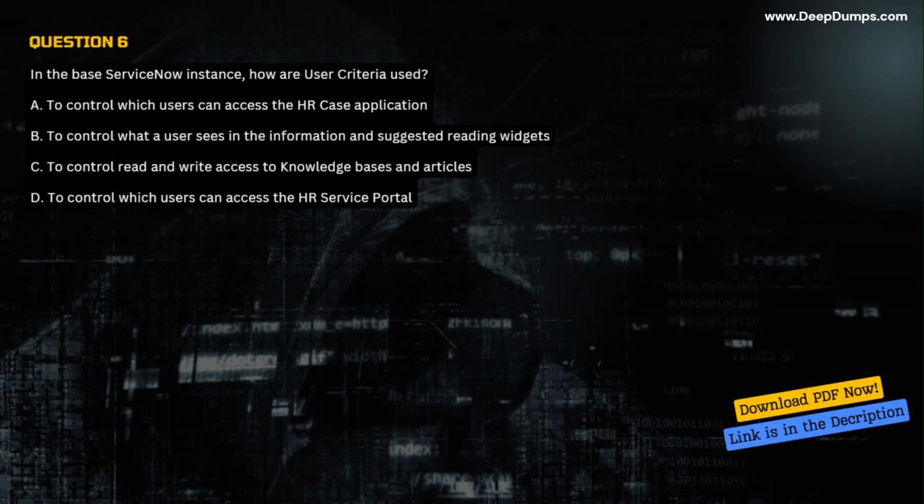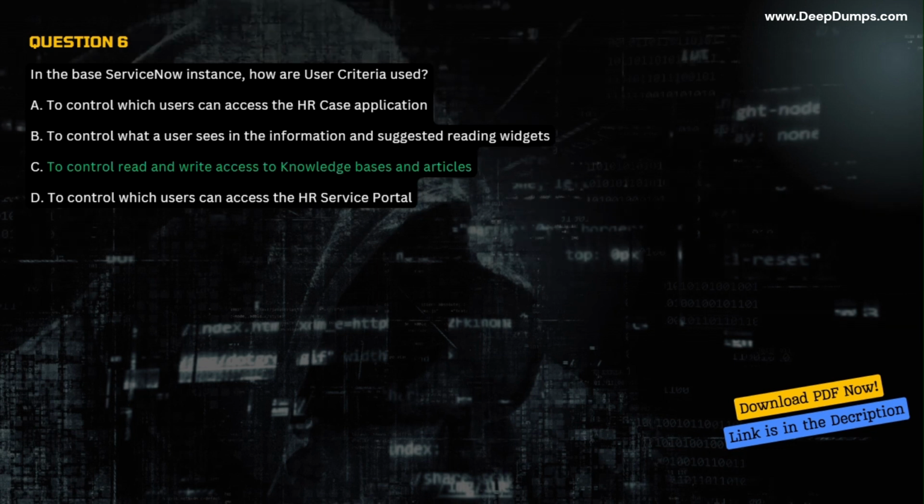Question 6. In the base ServiceNow instance, how are user criteria used? A. To control which users can access the HR case application. B. To control what a user sees in the information and suggested reading widgets. C. To control read and write access to knowledge bases and articles. D. To control which users can access the HR service portal.